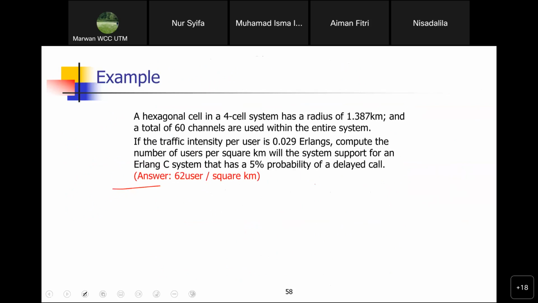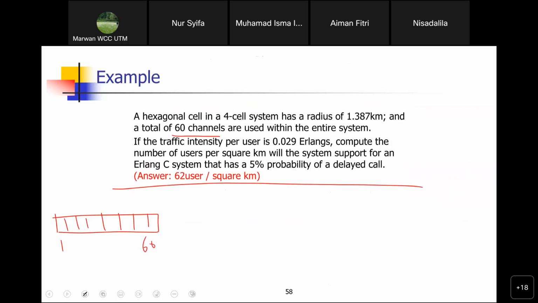So then you have the last one. The last question. A hexagon 4-cell system with a radius of 1.387 kilometers has a total of 60 channels to be used within the entire system. So meaning that you have 60 channels you can use. And this is a 4-cell system. What does it mean? Your N equals 4. You have a system cluster of 4 like this. Then you duplicate. So if this is a cluster of the system, how many channels per cell?